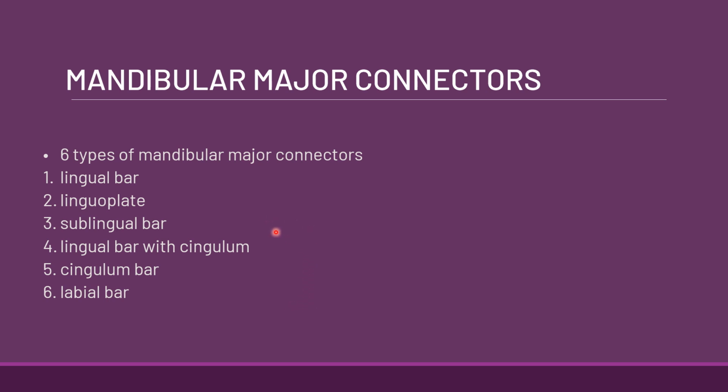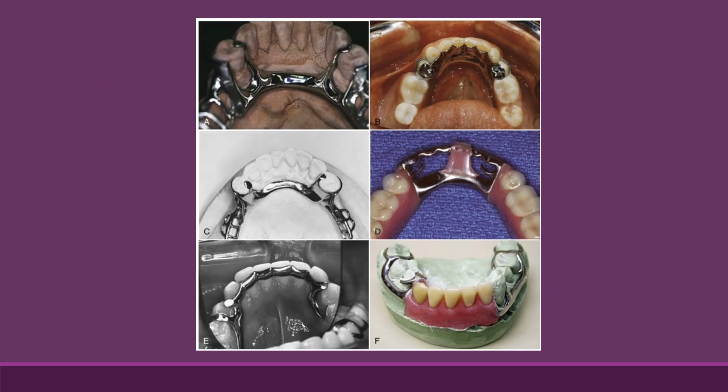The third type is the sublingual bar, then the lingual bar with cingulum bar, then the cingulum bar, and then the labial bar. The lingual bar with cingulum bar is also called a combination bar because it is a combination of the lingual bar and the cingulum bar. Moving on, this is a picture you can appreciate.